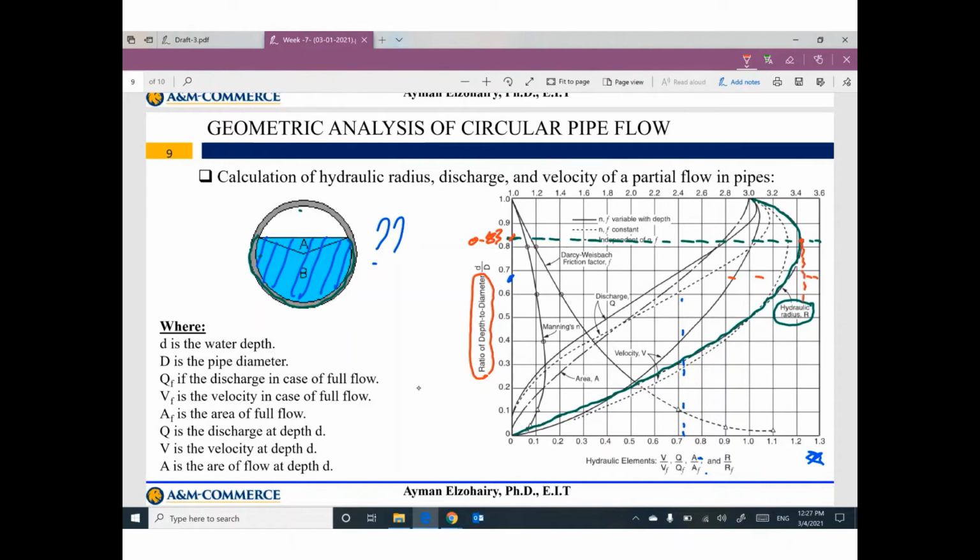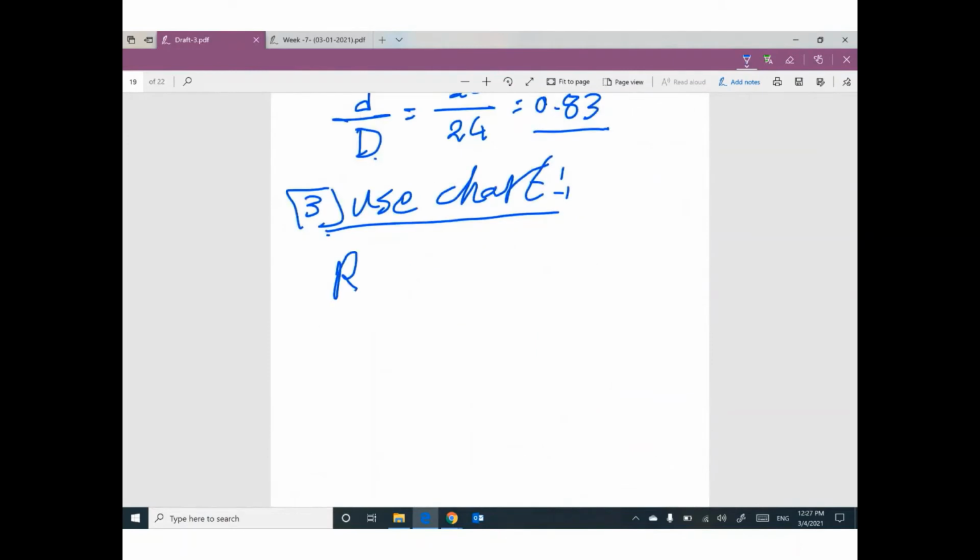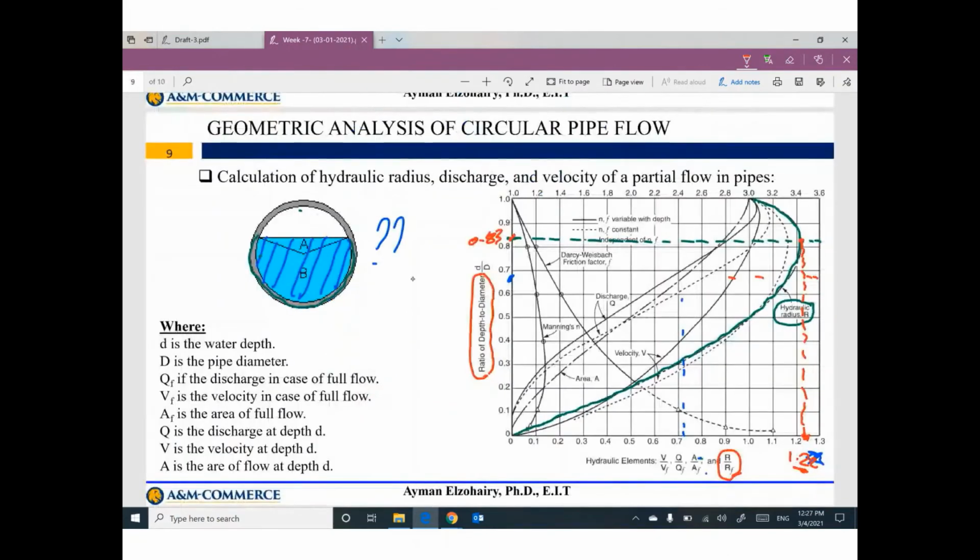Go down from this point. What is the value here? Looks like 1.22 or 1.23. So this value, 1.22, represents what? This term: the required hydraulic radius divided by the full hydraulic radius equals 1.22. So that means required hydraulic radius divided by hydraulic radius full equals this number, 1.22.